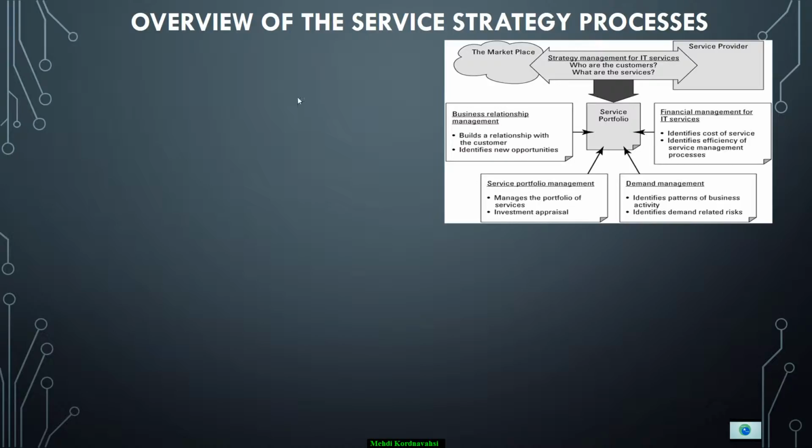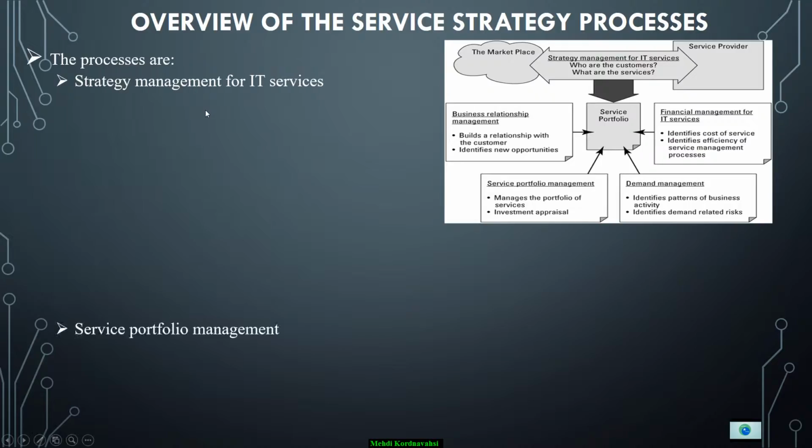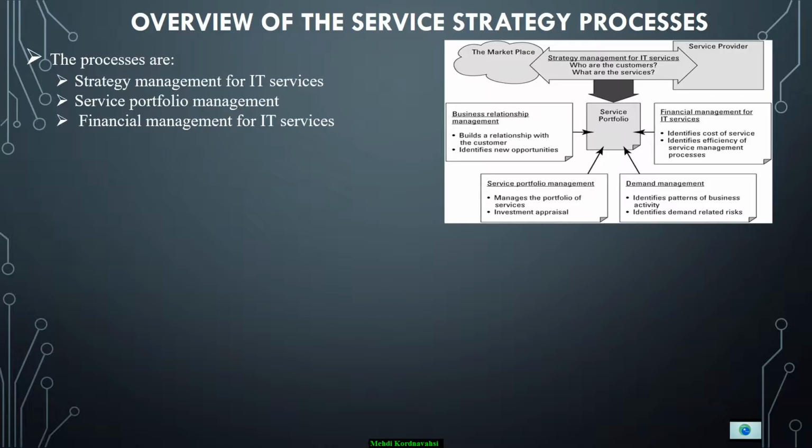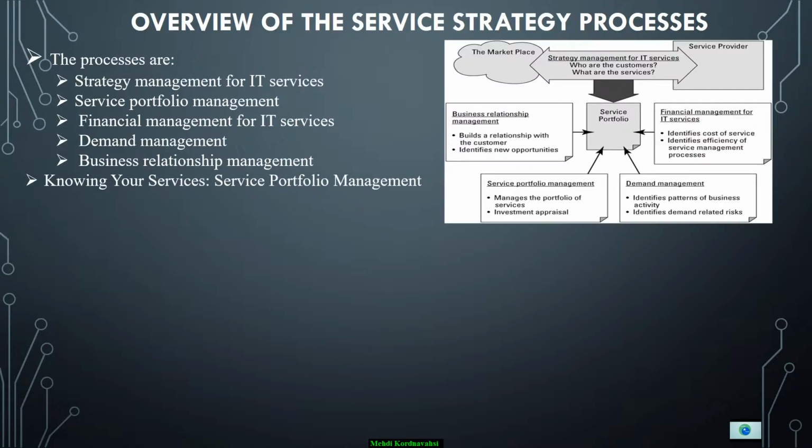The processes are strategy management for IT services, service portfolio management, financial management for IT services, demand management, and business relationship management. Now let's get to know your services. The first is service portfolio management.